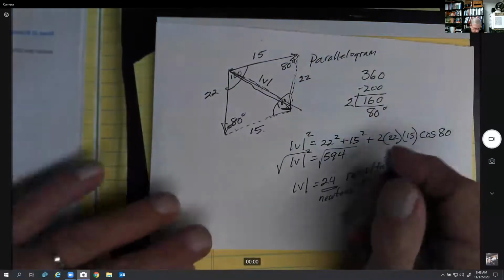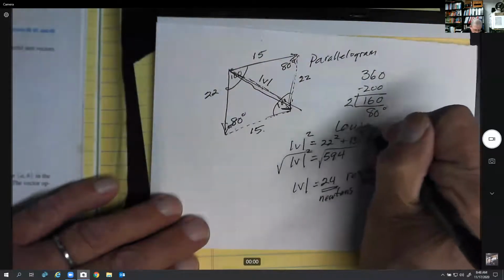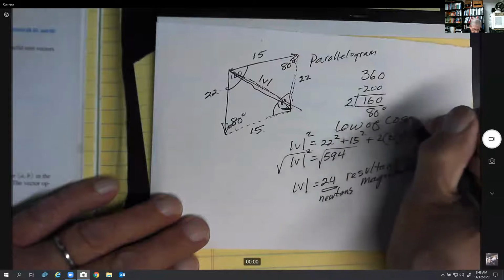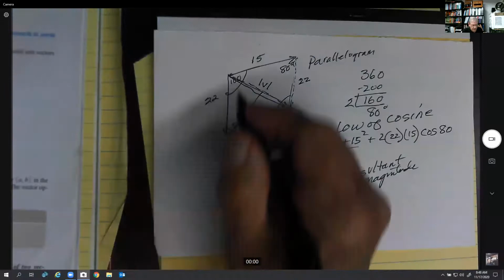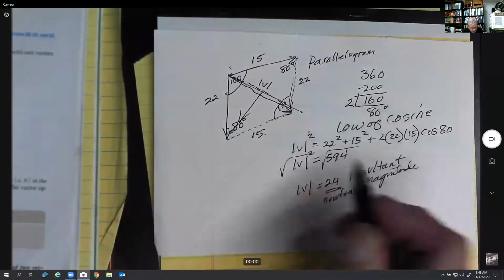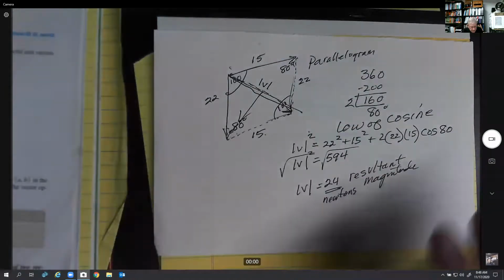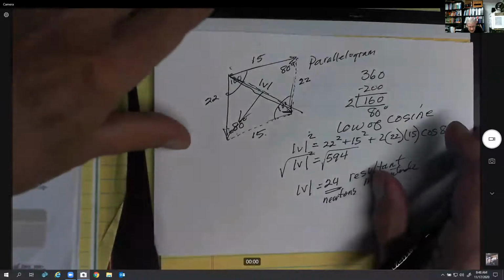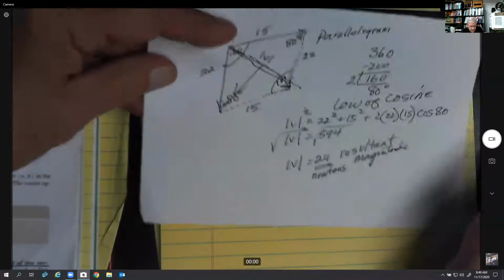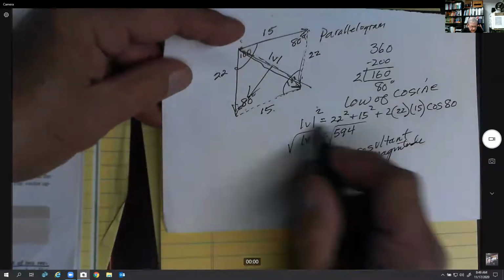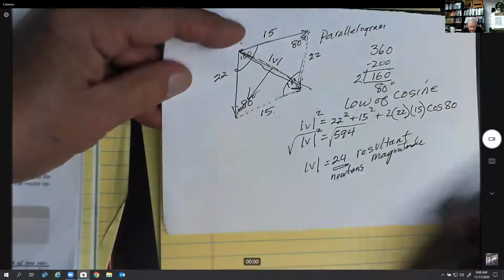That's probably the hardest problem, and you just have to remember the law of cosines. Try to find the angle that's opposite this. Now, if it was a right triangle, it would be a lot easier because then you could just use tangent or sine or whatever. But on this one, because it's not a right angle, it's 80 degrees, we have to use the law of cosines.